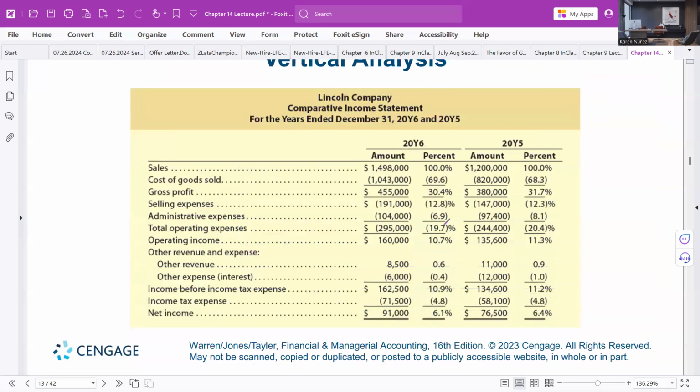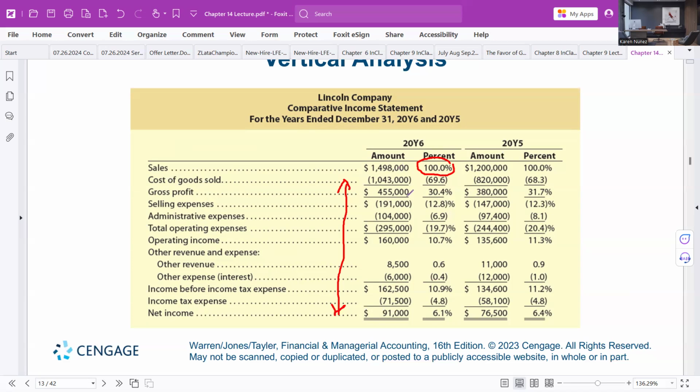So a vertical analysis, again, we're measuring vertically, right? We're measuring every line item on this income statement as a percent of some base amount. The base amount is sales, everything here is expressed as a percent of sales. So for example, the cost of goods sold of 1,043,000, we want to divide into that the sales of 1,498. So we're expressing cost of goods sold as a percent of sales. Cost of goods sold was 69.6% of sales.